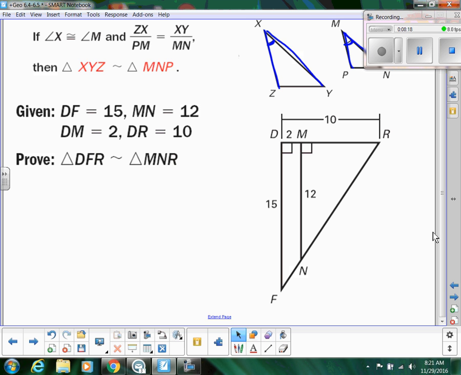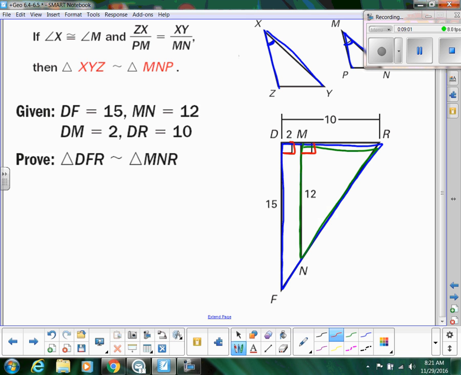If we're given DF is 15, MN is 12, DM is 2, and then DR is 10. All right, so keep in mind that we're really talking about this big triangle and then this smaller triangle. Okay, we're trying to show that DFR is similar to MNR. Okay, well, let's figure out why that would be true. Do they have any angles that are congruent? Well, we do have this angle that's marked congruent there. And then we do have the two sides that it touches.